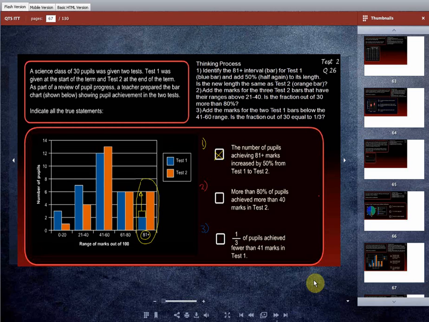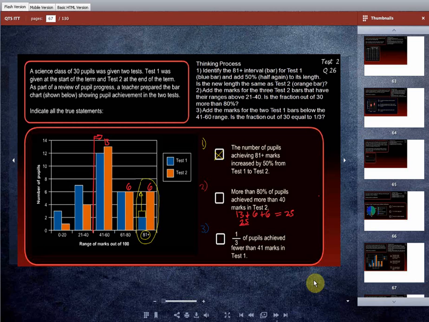Okay, second part. We'll first need to locate those bars that are at 41 marks and above. So I'll draw in a dividing line. And we're only interested in Test 2, the orange bars. I'll read off the values and write them in. We have 13 at the top, then 6, and 6 again. Now totaling these 3 values gives us 25. So the big question becomes, is 25 more than 80% of 30, the total class?